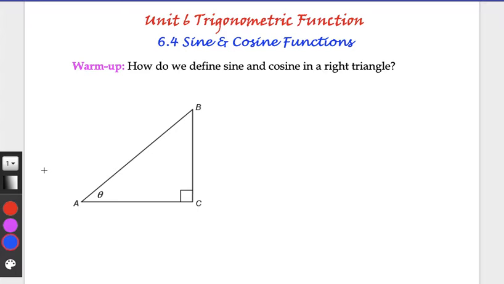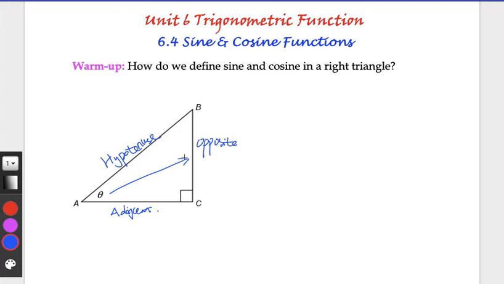If you still remember from geometry or Algebra 1, to define sine or cosine, the very first thing we need to do is use the angle, any acute angle we are given, to define the opposite side, which is right across from the angle. This is the opposite side. And the one next to the angle is called the adjacent side. And this one, the longest one, the side opposite 90 degrees, is always the hypotenuse.